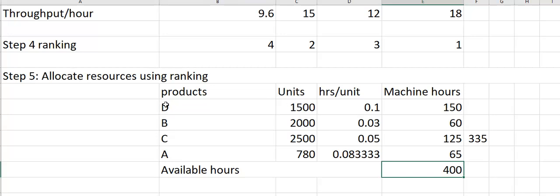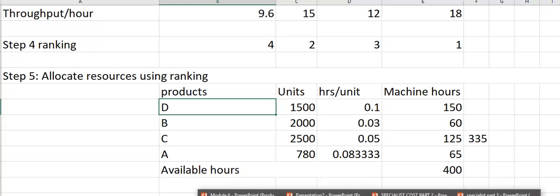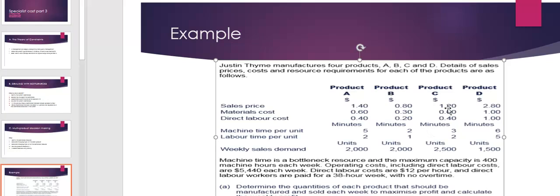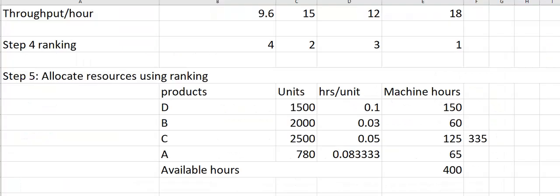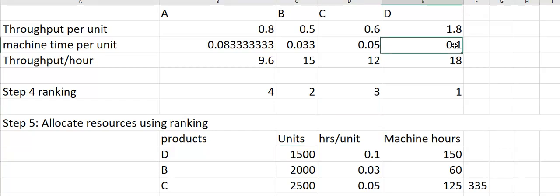Let's start with the first product. Because D is the first product, all units should be allocated to the hours. Back to the question. If you look at product D, it has 1,500 units. So all these units should be allocated to hours. So you put 1,500 multiplied by hours per unit. Remember for D, hours per unit was 0.1. So 1,500 times 0.1, you get 150. Remember your target should be 400. Don't exceed 400.